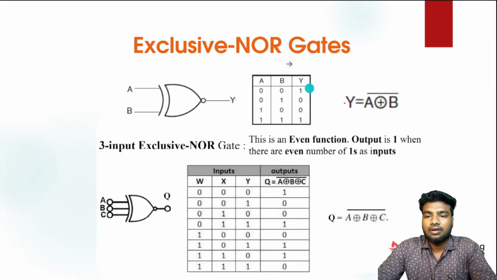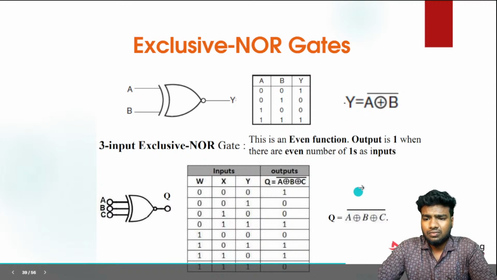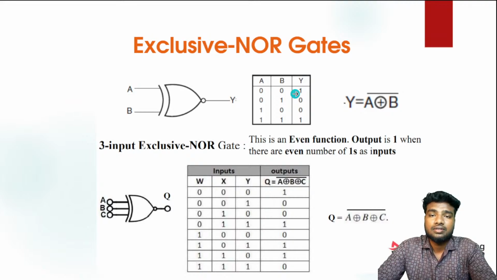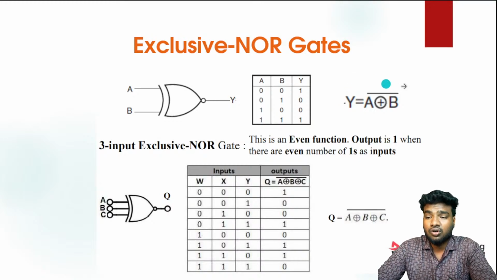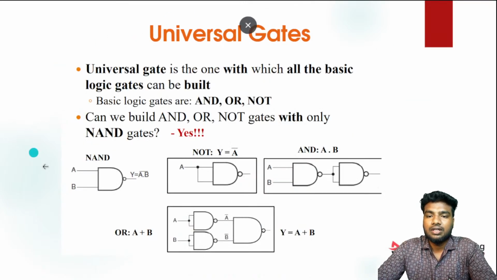So this is the XNOR gate. It is the opposite of the XOR gate. If both inputs are the same, you will get a 1 as output, otherwise you will get a 0 as output. So these are the basic gates.